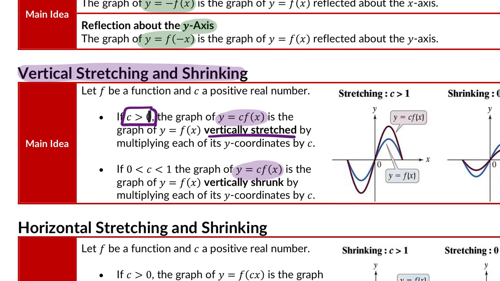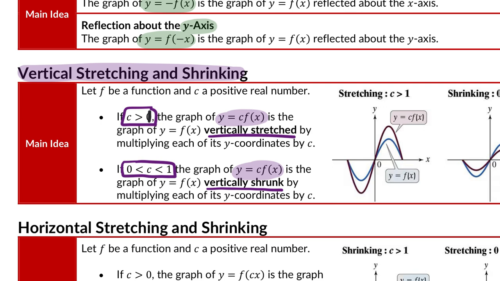If the number you're multiplying by is somewhere between 0 and 1, so a true fraction, not an improper fraction, then that means you are vertically shrinking the graph. You're taking hold of the top and bottom of the function and you're squishing it together, which means your graph gets wider instead of narrower. But you're multiplying each of its y coordinates by that value c.